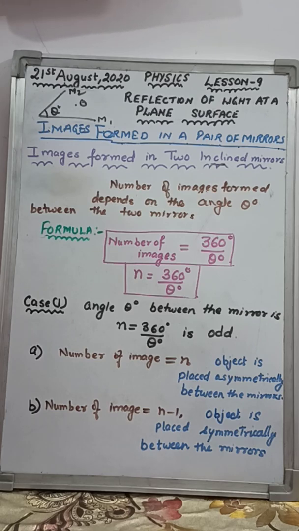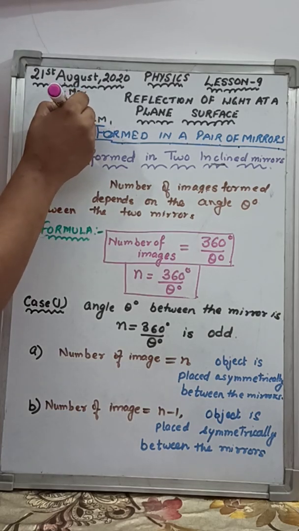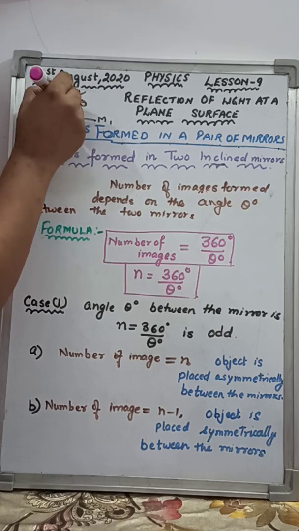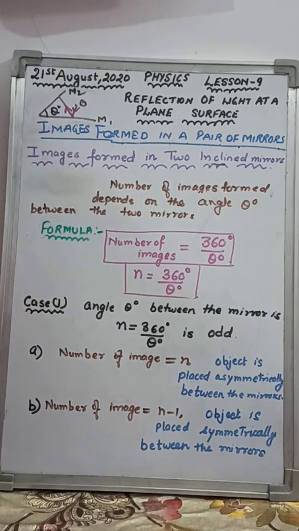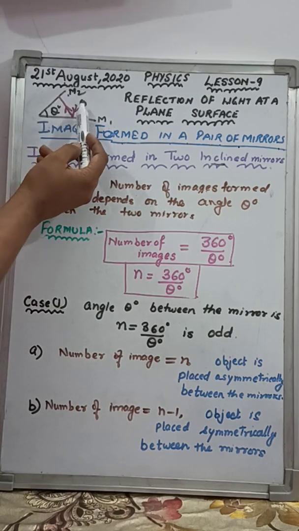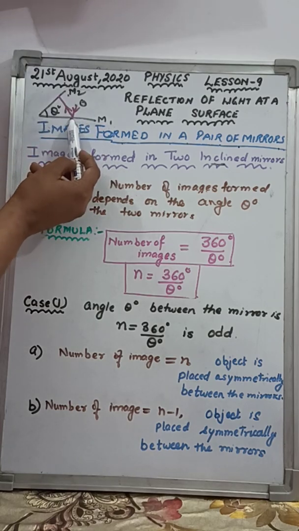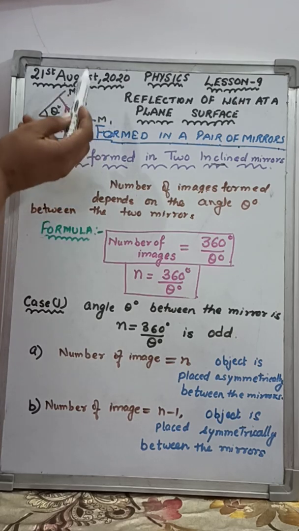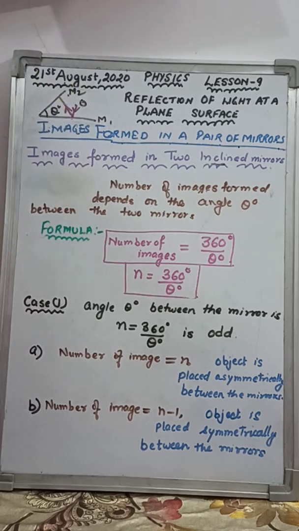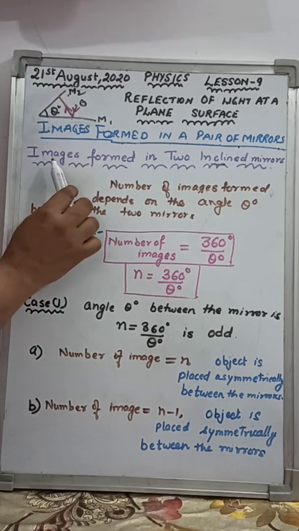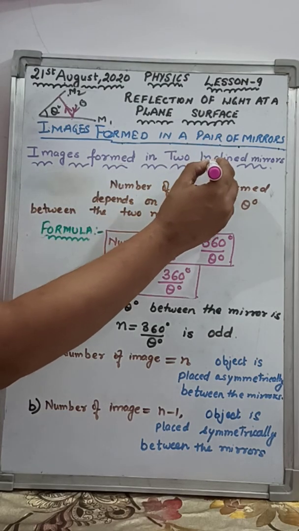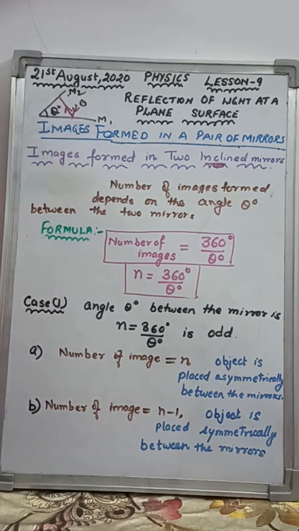And why? What is the reason behind the number of images formed? Because the light ray after reflection from the first mirror, this is the incident ray, falls on the other mirror, and that acts as an object. That means when the image is formed by the mirror M1, that image will be the object for the mirror M2. Now let's see images formed in two inclined mirrors, at an angle of theta.